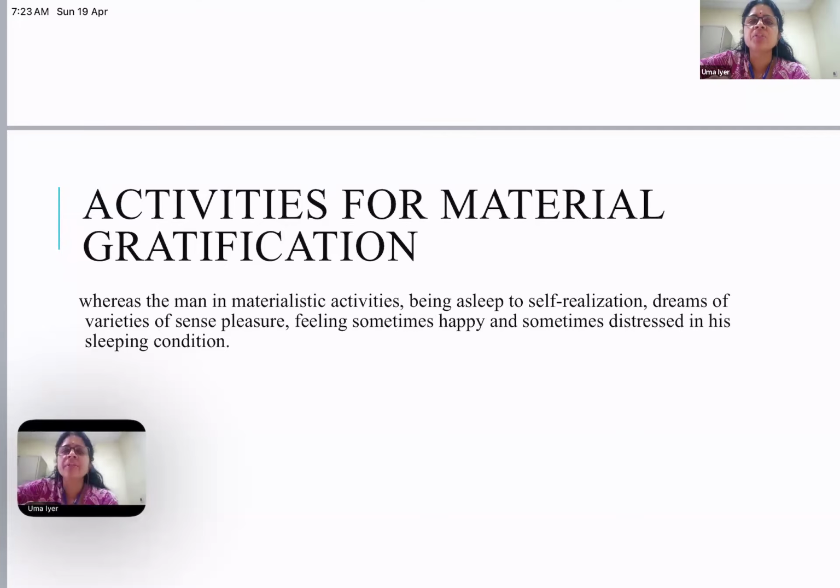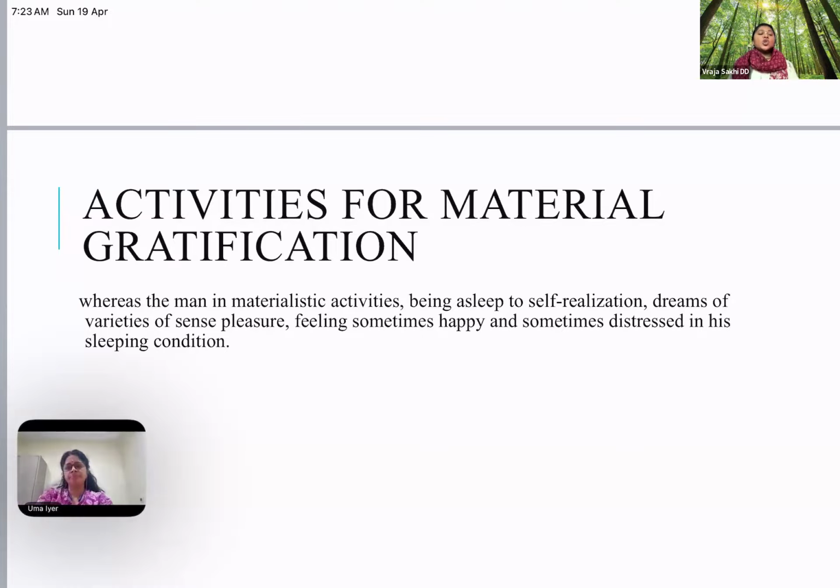Activities for material gratification. The man in materialistic activities, being asleep to self-realization, dreams of varieties of sense pleasure, feeling sometimes happy and sometimes distressed in his sleeping condition. So we see materialistic life means there is happiness and there is distress. Sometimes things happen as he likes and he is overly happy, on cloud number 9. Sometimes when things do not happen as we expected, he goes into distress, into depression, because everything he is doing is for sense pleasure. When we are on the plane of sense pleasure, there can be happiness and distress.